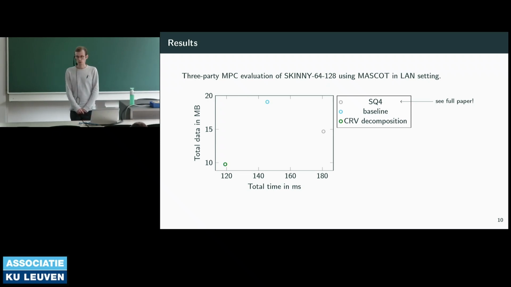So we measure the total execution time, and we measure the total data each player sends. And then we find that the polynomial decomposition uses roughly 50% less data and is 18% faster in execution. You also see that there is another implementation approach that we have in the paper called SQ4, which is the direct evaluation of the interpolating polynomial using more squaring tricks. You see that this approach is slower than the baseline, but it still sends less data. But for this, you have to check the full paper.